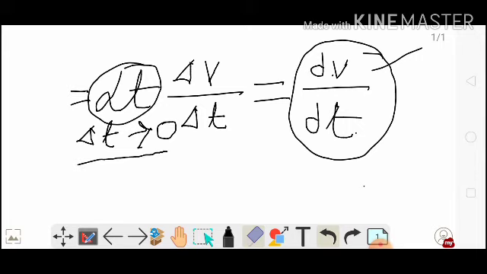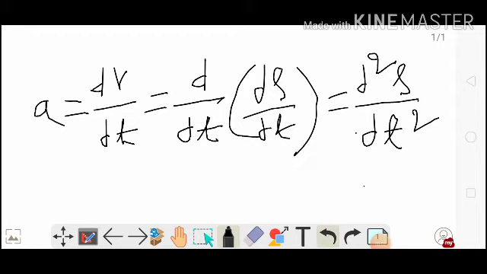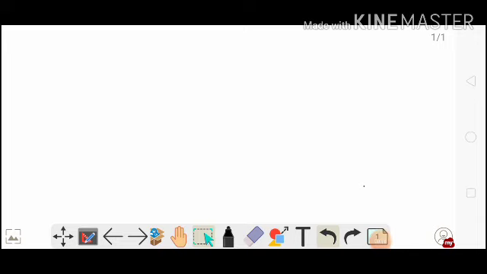Now we also know that velocity is the rate of change of displacement, so we can also put the value of v over here, and if we put the value of v here, that is ds/dt, it will look something like this. This is called second order differentiation or second order derivative. You'll learn it in your calculus section in mathematics. Okay, next we have the equations of motion that you all have already learned in your class 9.